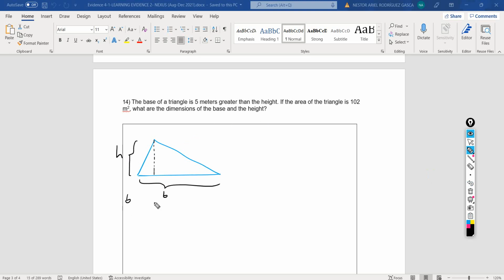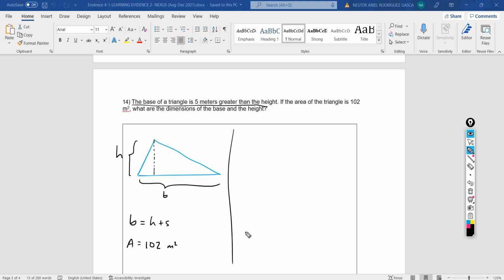Okay, and we know that the base is 5 meters greater than the height. So I know this, that the base is equal to the height plus 5. I am translating this into a mathematical model, an equation. If the area of the triangle is 102 square meters, what are the dimensions of the base and the height? What is the base and what is the height? If I know that the area of this triangle is 102 square meters.